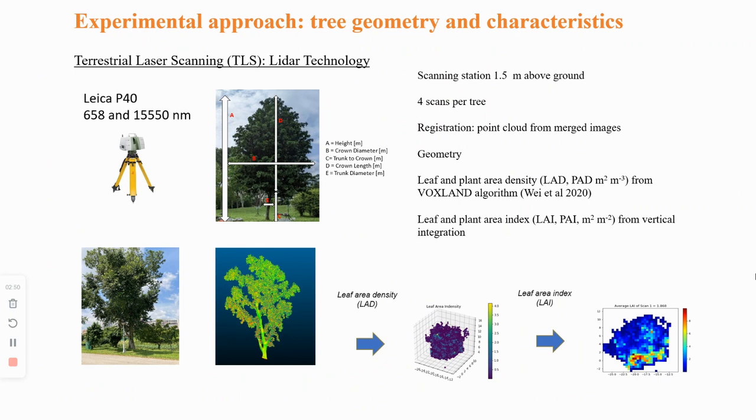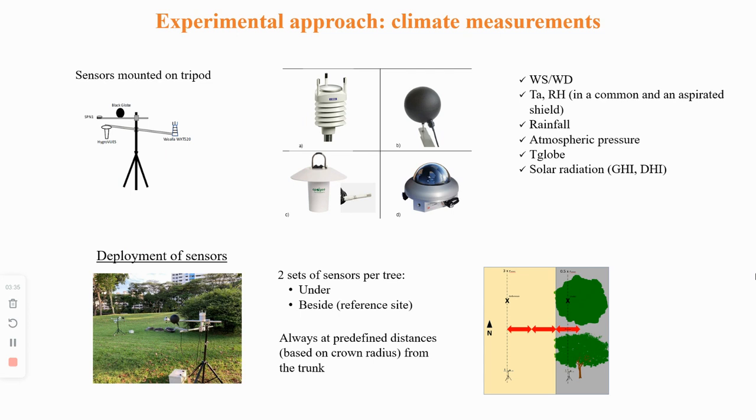in the map. We had two kinds of measurements. One was to characterize geometry and leaf structure, and we did that with a LiDAR like a P40. We took 4 scans per tree, formed the point cloud by merging the images, and obtained geometry as shown: height, crown height, trunk height before the crown, and the diameter of the crown and the trunk. With that, we could determine leaf area density and plant area density, which included the woody matter, and integrate it vertically to get the leaf area index and the plant area index. We did that for the 6 trees.